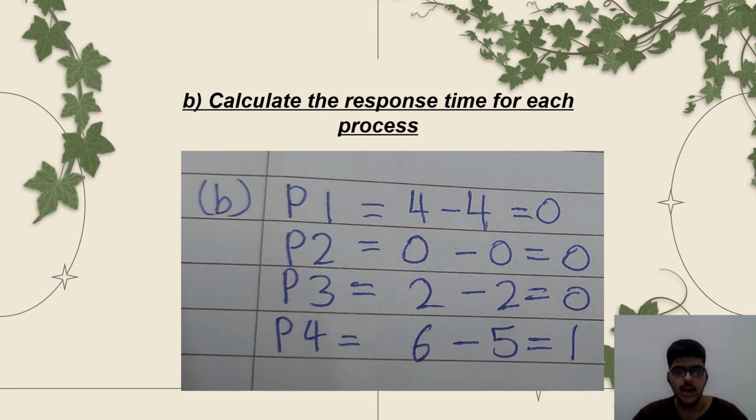For the second question, calculate the response time. What is the formula for response time? It is the time the process gets the CPU for the first time minus arrival time. P1, 4 minus 4 equals 0. P2, 0 minus 0 equals 0. P3, 2 minus 2 equals 0. P4, 6 minus 5 equals 1.